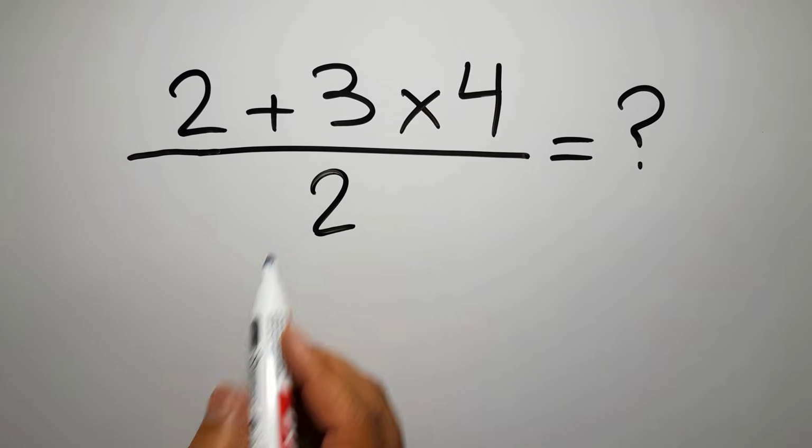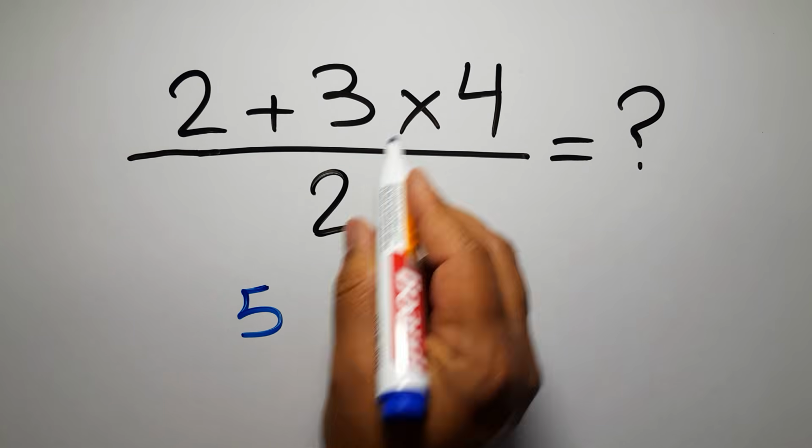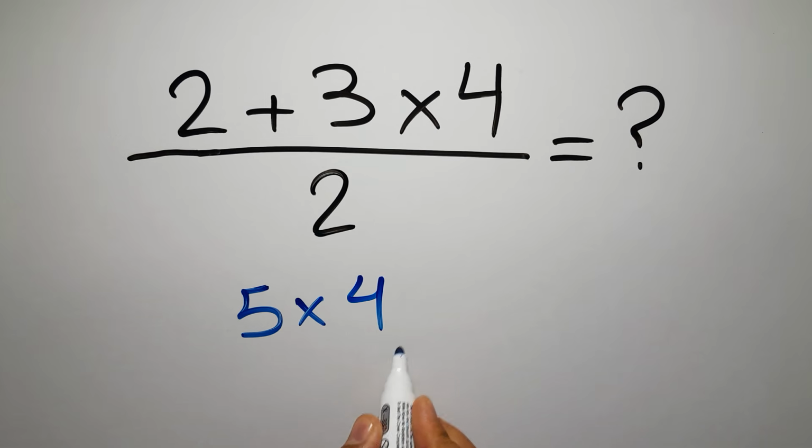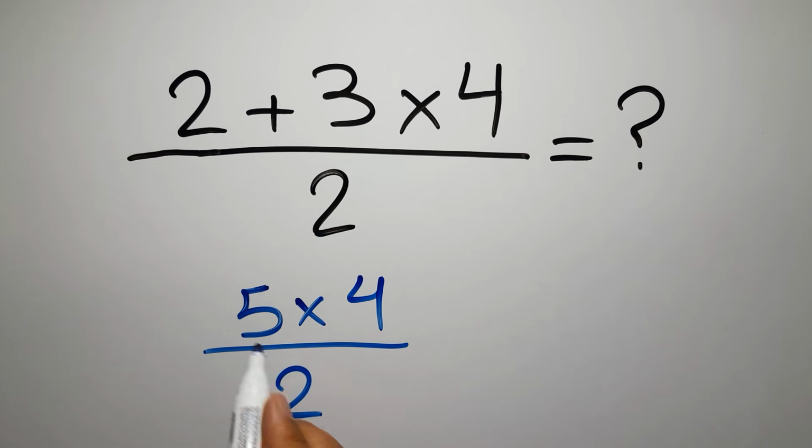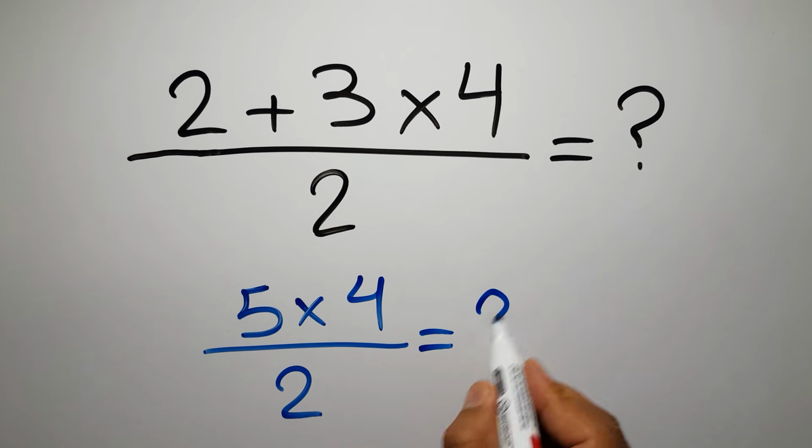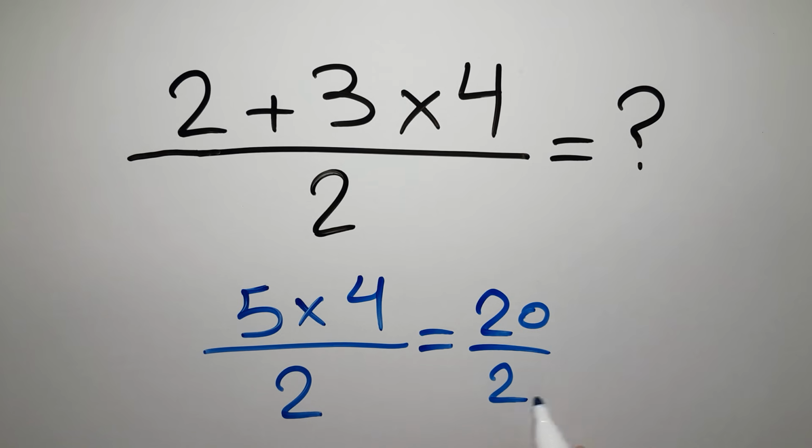2 plus 3 equals 5. So 5 times 4 over 2. 5 times 4 gives us 20. And 20 over 2 equals 10. But this answer is not correct.